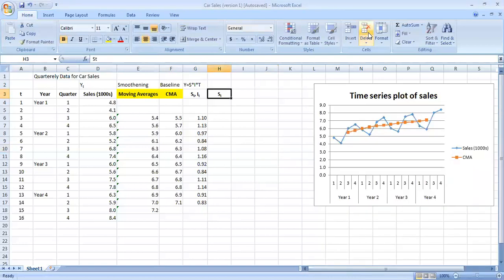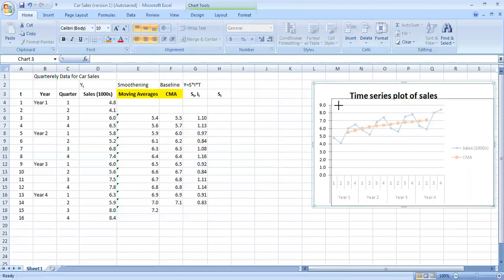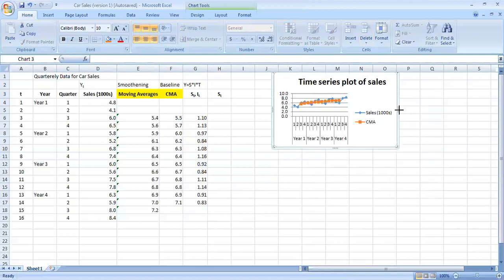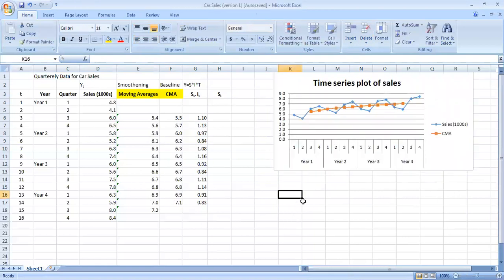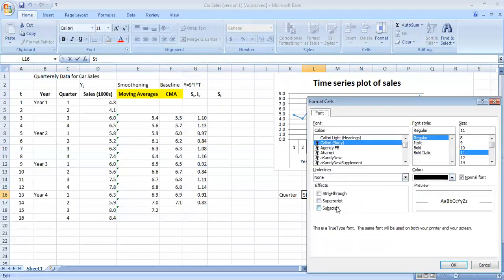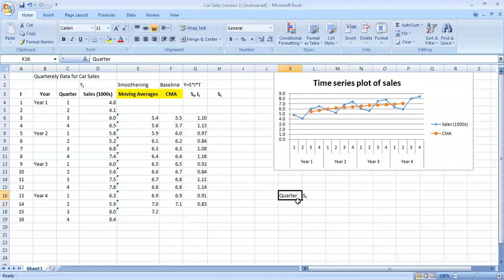So in order to come up with the seasonality, you have to come up with quarter, and here also I'll subscript. So we have to come up with the seasonality for 4 quarters, 1, 2, 3 and 4. So this is how you can come up with the seasonality factor for the first quarter.